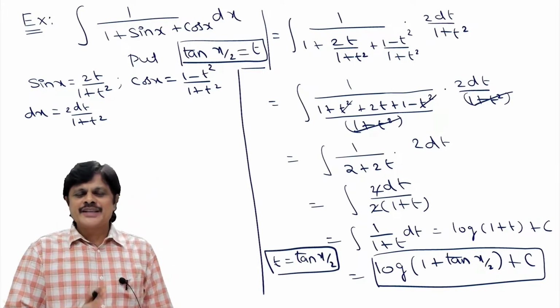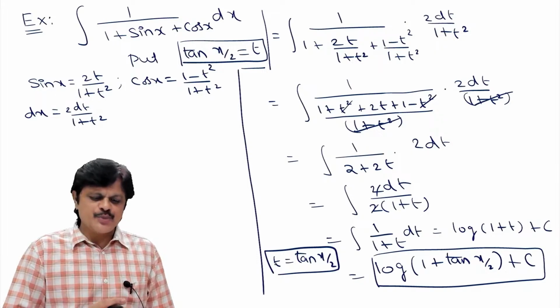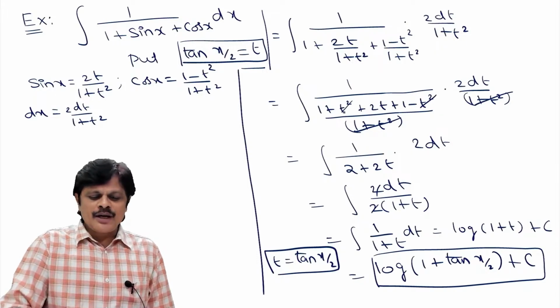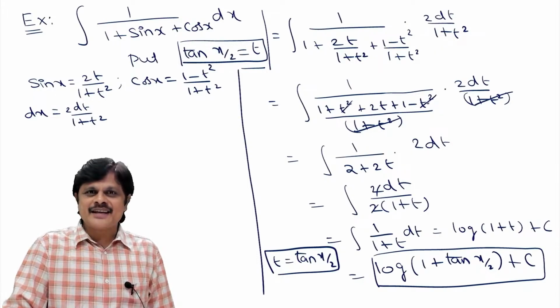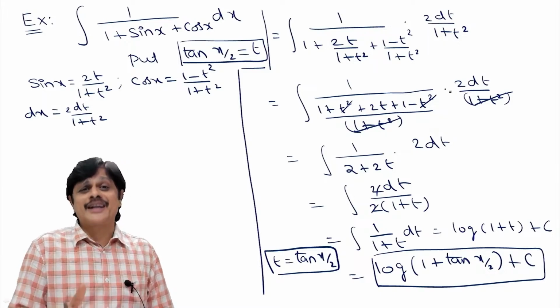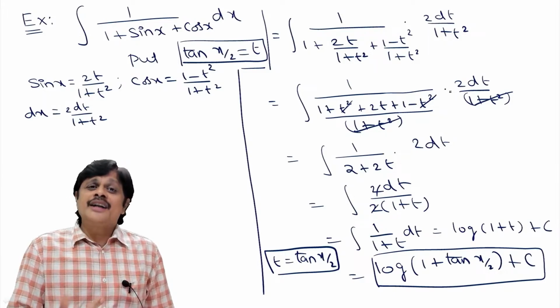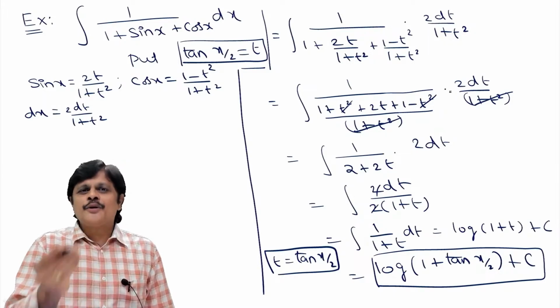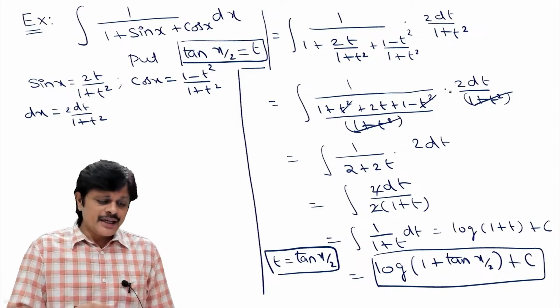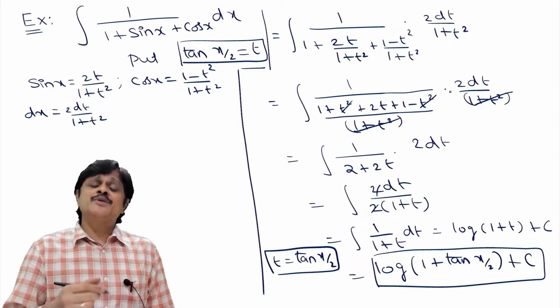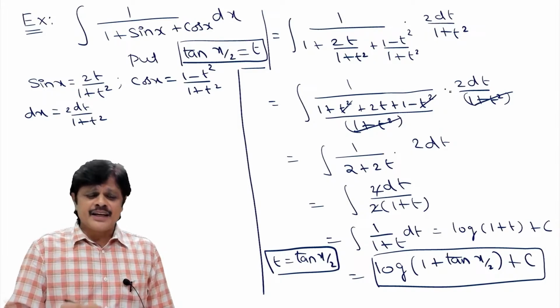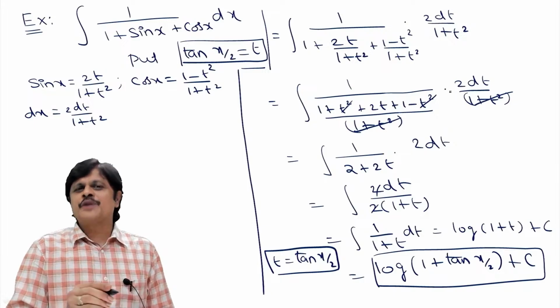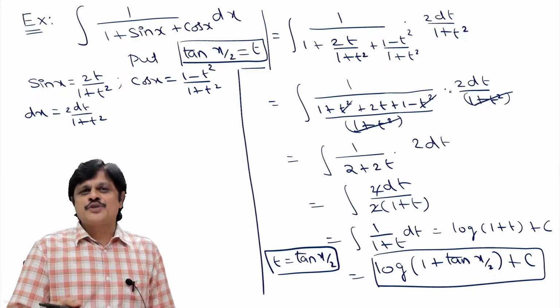So this problem looks very simple, but not every time you get such a beautiful result, because the denominator, luckily here, t square cancelled, otherwise you are going to get a quadratic one. Of course, it's not difficult, but it is lengthy work you will be having. Sometimes to avoid such things, instead of using universal substitution, we use some other substitution techniques.